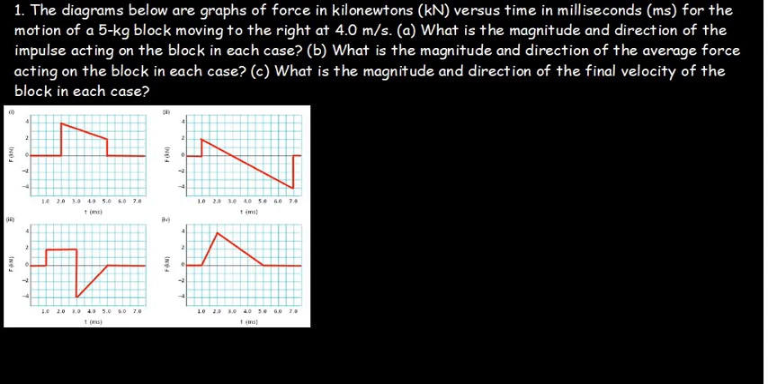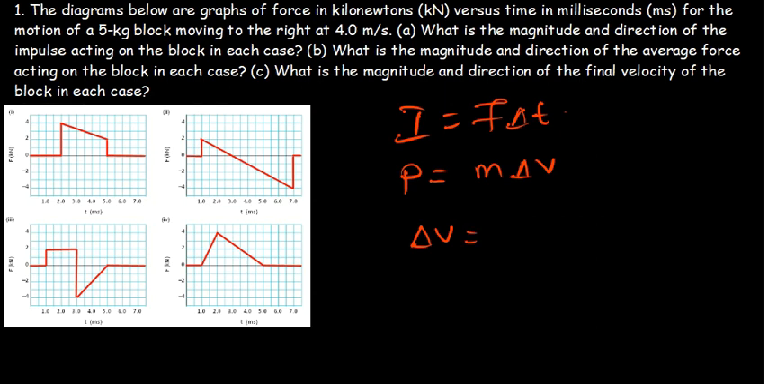So what we have to know is that whenever we're talking about impulse, it is given by the force times the change in time. Then momentum is given by the mass times the change in velocity. Whenever we're talking about the change in velocity, we're talking about the final velocity minus the initial velocity.